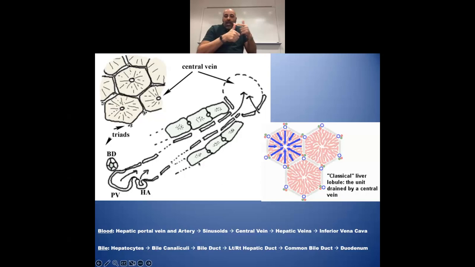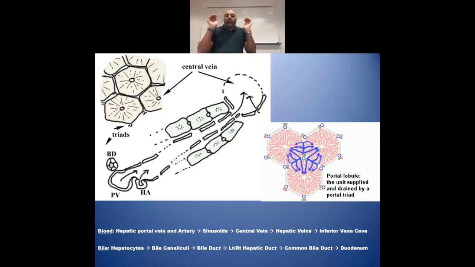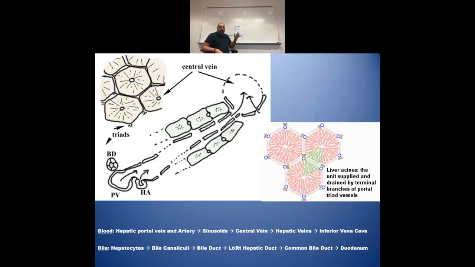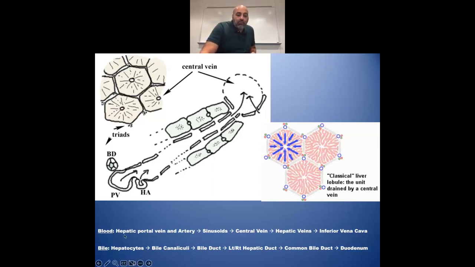So which way are we going? We're bringing in nutrition in the hepatic portal vein. We're bringing in oxygen in the hepatic artery. That will go towards the center, towards the central vein. So we're pushing it from this region into here, into here, into here. Bile is created by the liver, by the hepatocytes. That's exiting into the bile canals.